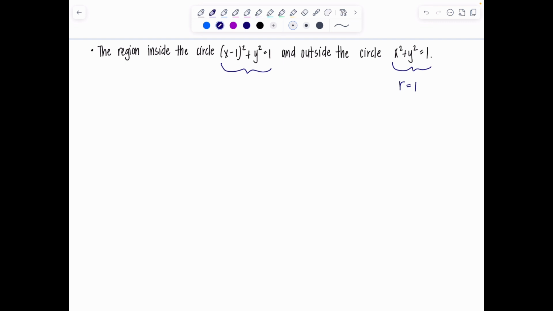If we were to expand, it would be x squared minus 2x plus 1 plus y squared equals 1. So the 1 cancels out.